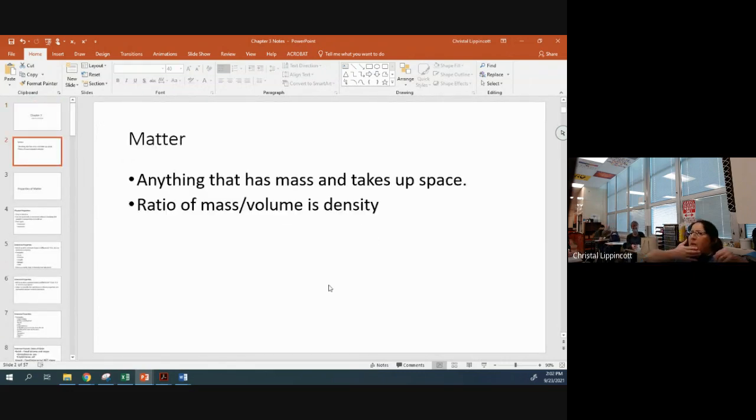So in this chapter, we're talking about matter. With this chapter, there's a lot more conceptual stuff and a little bit less math.